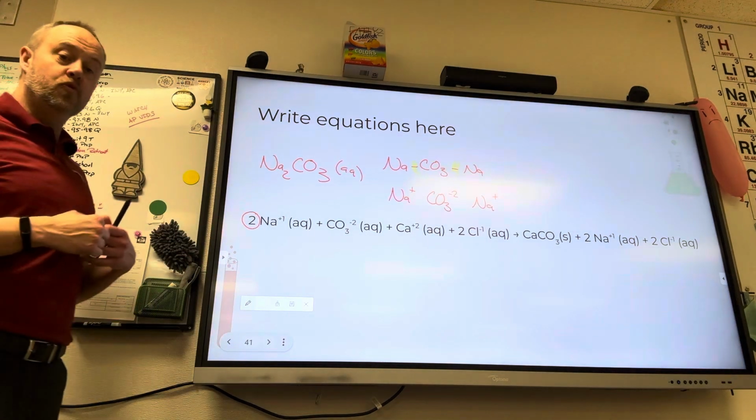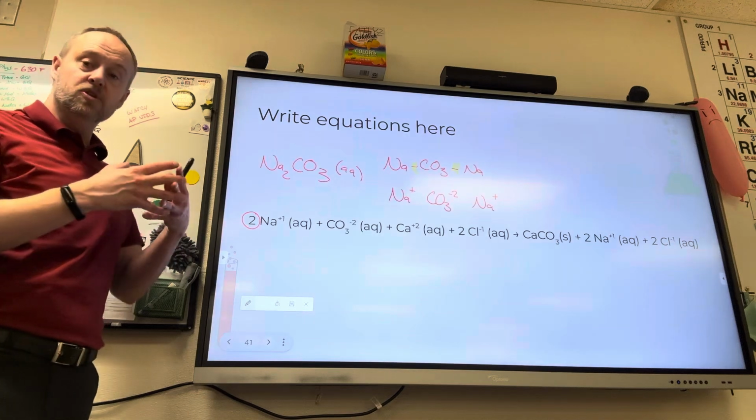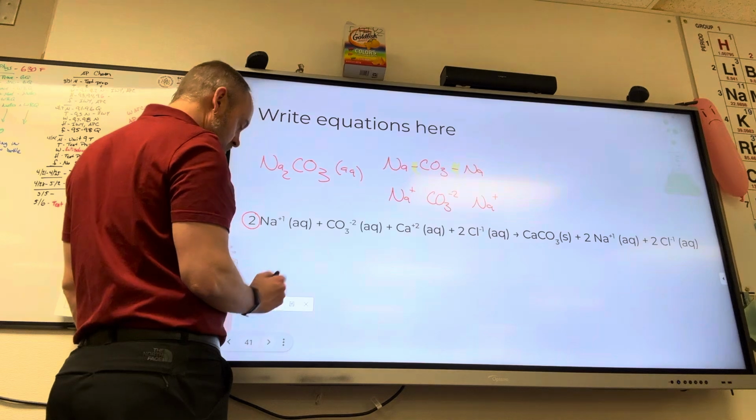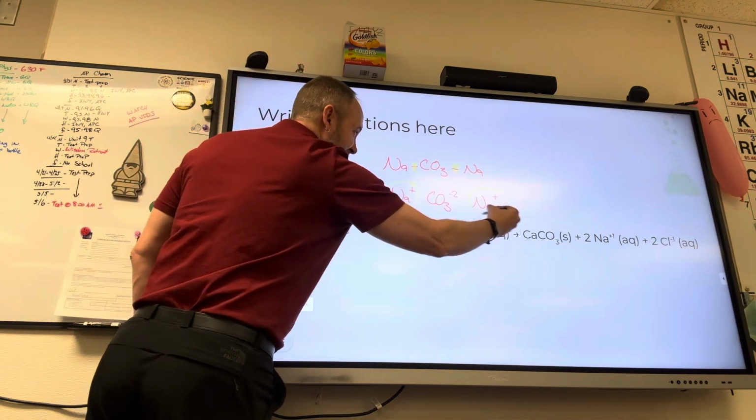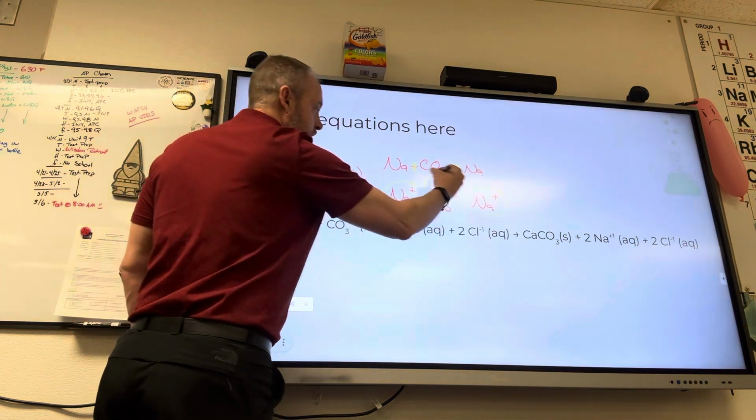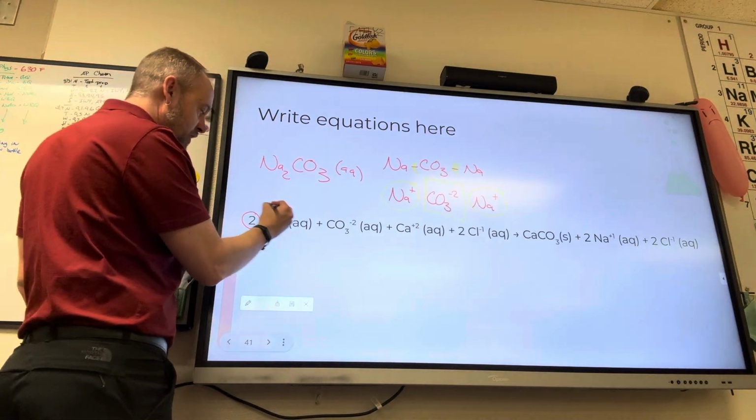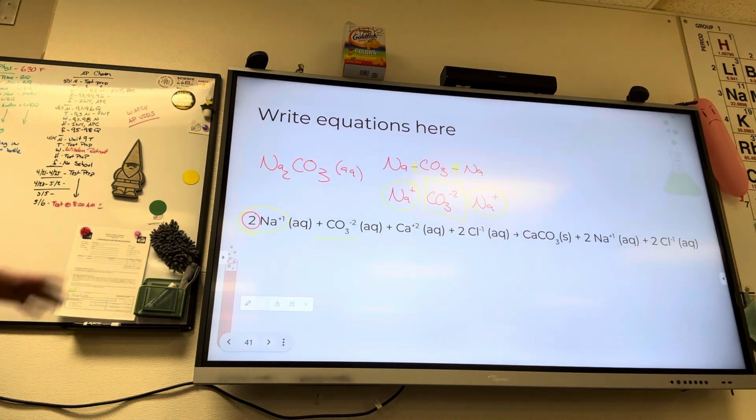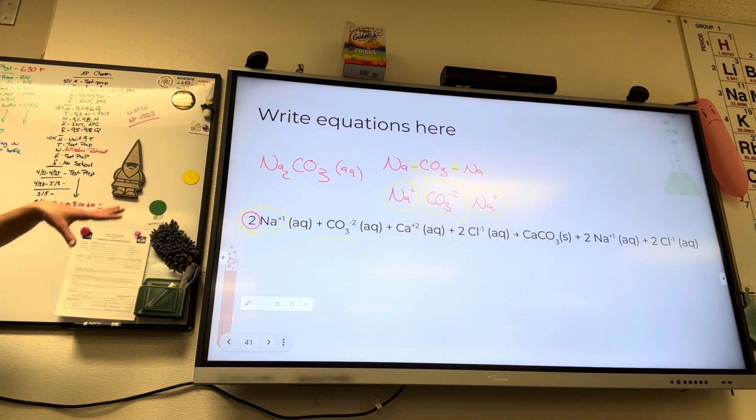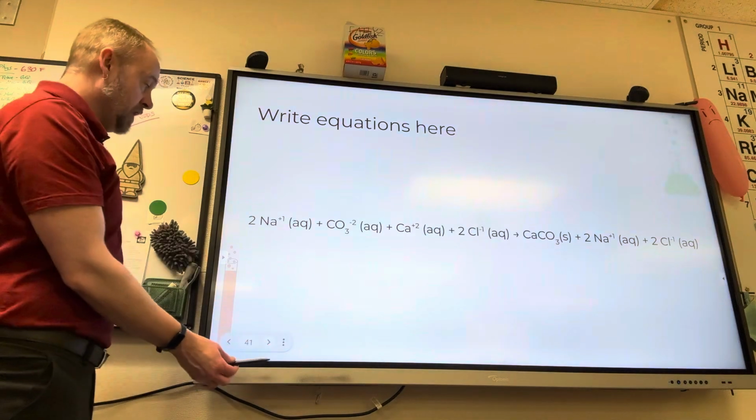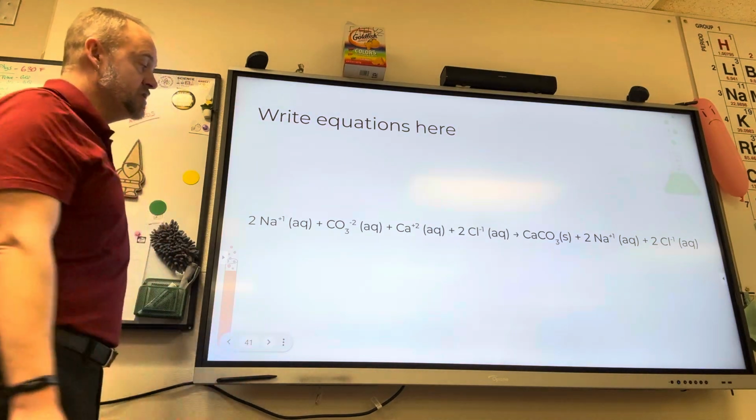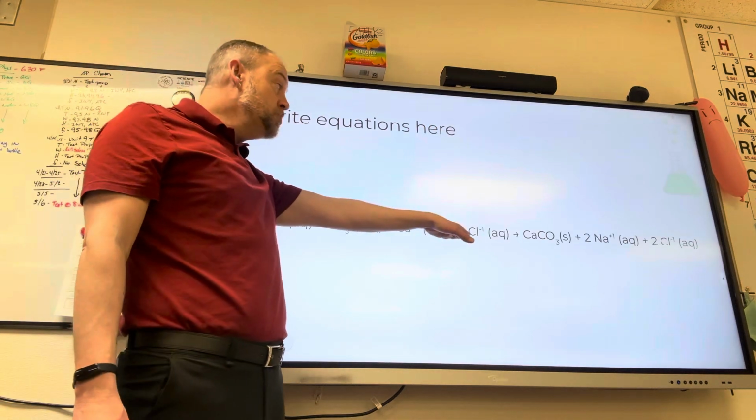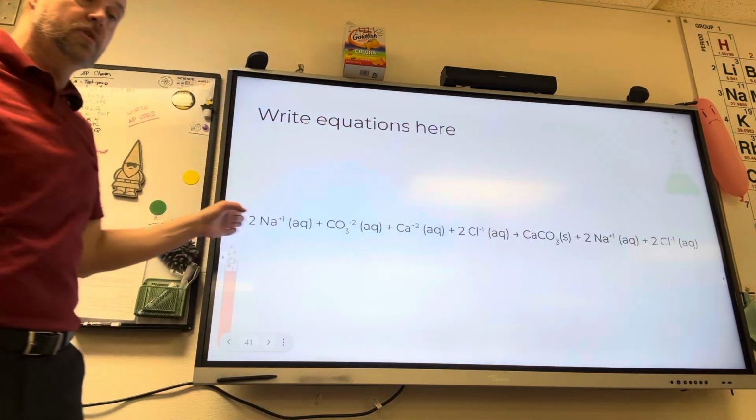So if you would have looked at the amount of things that are being produced, this is what's happening. I'm making an Na and another Na and then a single CO3. And that's why it's represented with a 2 there and there's only 1 there. So this is what it should have looked like. 2 Na plus aqueous plus CO3 negative 2 aqueous plus Ca plus 2 aqueous plus 2 Cl minus 1 aqueous. This one is pretty straightforward.